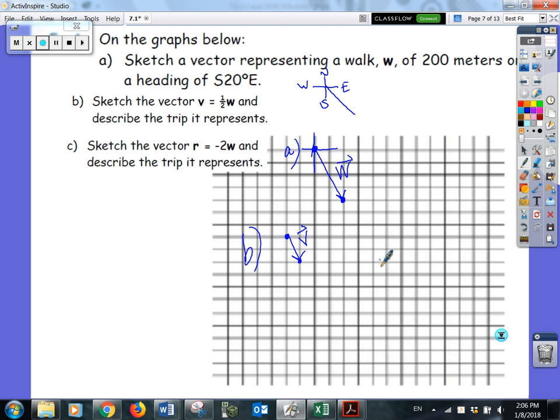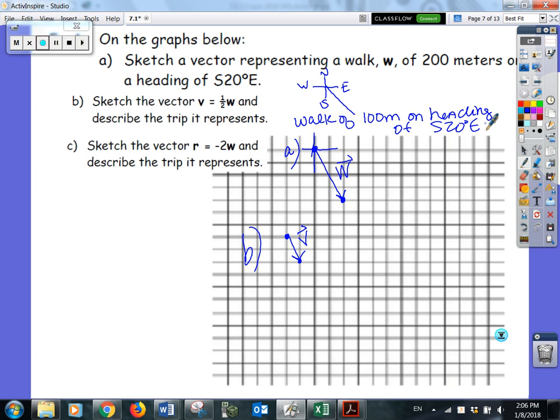So then it says describe the trip it represents. Well, we didn't change direction. All we did was go half the distance. So it would be a walk of 100 meters on the same heading. A heading of south 20 degrees east.